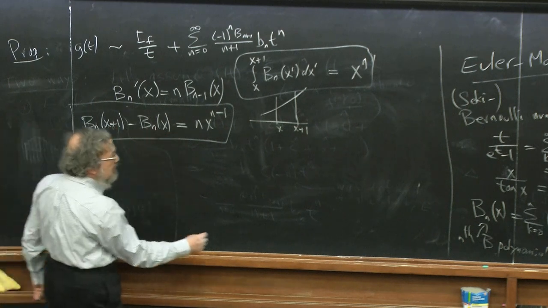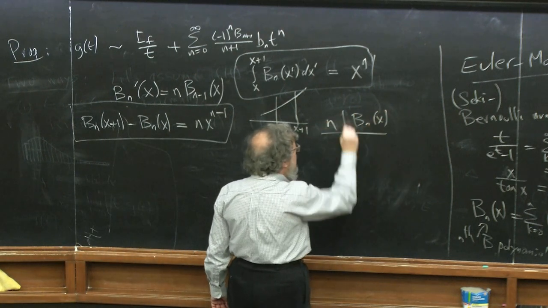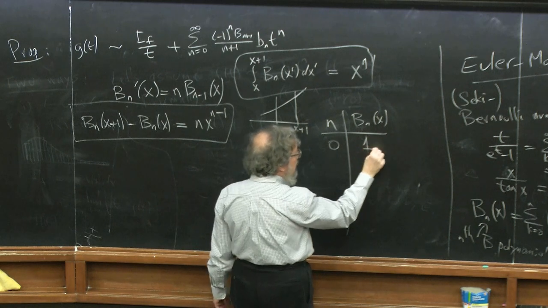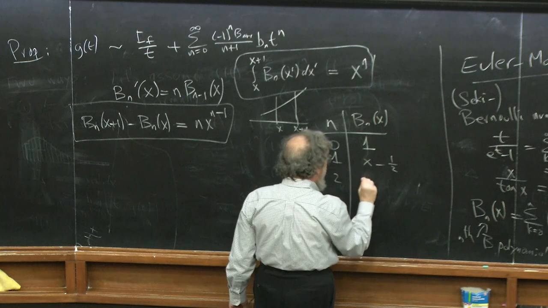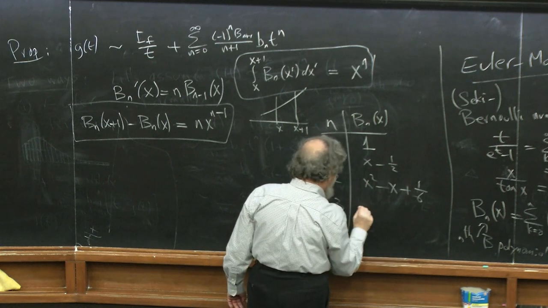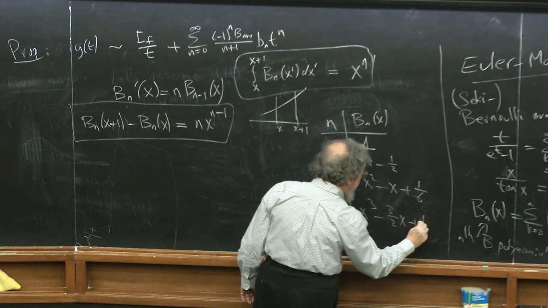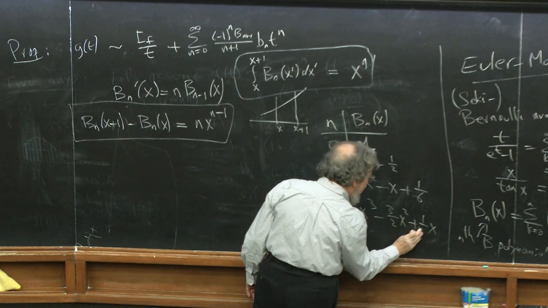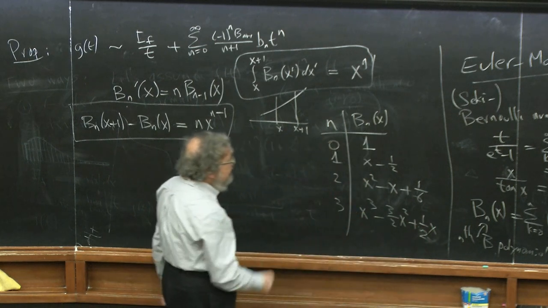So let me make a little table, n and B_n of x. The B_0 of x is, of course, 1. It's a monic polynomial of degree 0. The next is x minus a half. The next is x squared minus x plus a sixth. The next is x cubed minus 3 halves x squared plus a half x. There's no constant term, because remember, the odd Bernoulli numbers are 0, and so on.